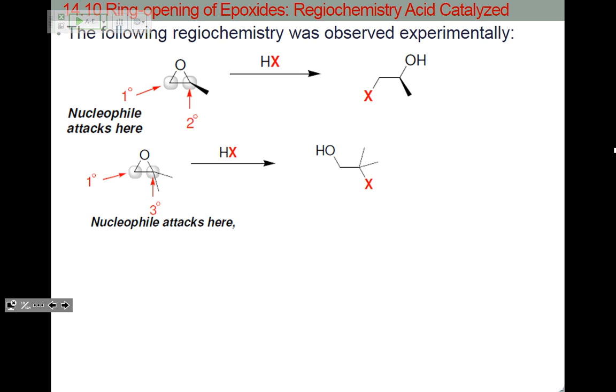SN2, we get the attack at the least substituted carbon based mostly on the sterics. Versus SN1, we get the substitution at the most substituted carbon based on electronics. Electronics just means which is the most stable charge or the most stable electrons. Sterics has to do with space. In this case, we have primary versus secondary. Primary is getting the attack, and that's because of sterics. But if we have a tertiary carbon, tertiary is going to get the attack because of electronics.